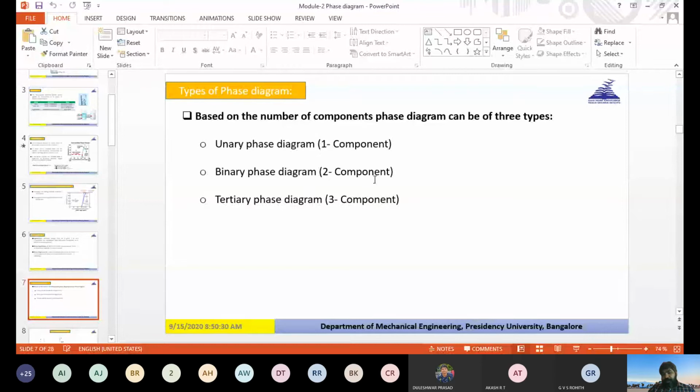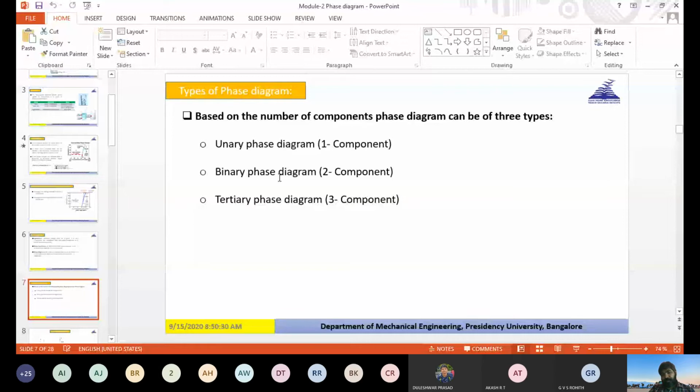Similarly, if you are having two components, suppose right now we have seen the water sugar phase diagram. There we are having two components, because water is one component and C6H12O6, that is glucose, is another component. So that will be a two component, that is a binary phase diagram. Also we are having a tertiary phase diagram when we are having three components. All these three types of diagram we are going to see in our coming lectures.